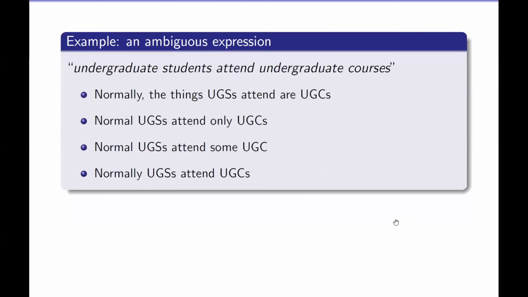Let us also note that our approach in its current form is indeed much more expressive, not only from description logics, but most other approaches in general. Consider the ambiguous statement: undergraduate students attend undergraduate courses. In the paper, we have at least 4 different interpretations of this example, which we are able to successfully express. Normally, the things undergraduate students attend are undergraduate courses. Normal undergraduate students attend only undergraduate courses or some undergraduate course, or simply normally undergraduate students attend undergraduate courses.